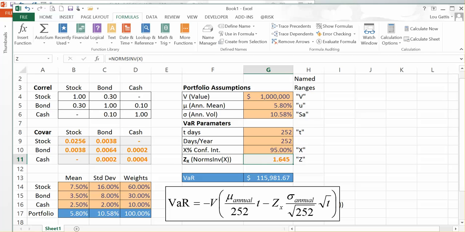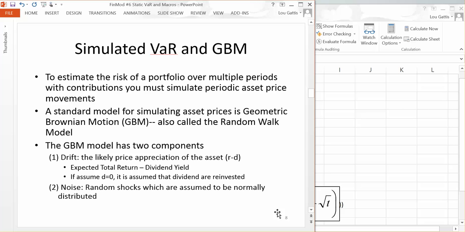But another way to calculate VaR, which is going to be useful in other applications, is to actually randomly generate portfolio values, then sort them, and then look at, say, the 5% worst or 10% worst, and quote that as a VaR. So to do that, we need a model of asset returns and asset prices. And we're going to use a random walk model, sometimes called a geometric Brownian motion model.